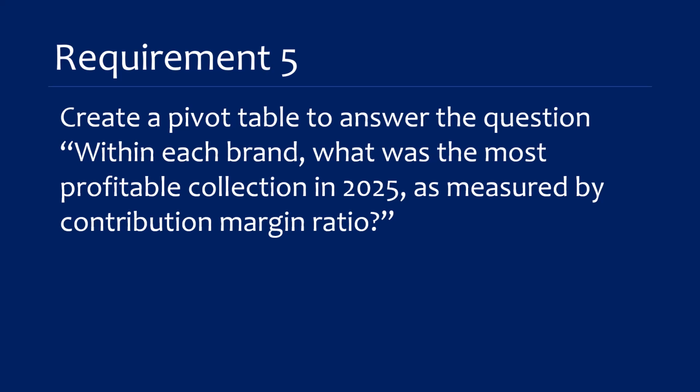Requirement 5 reads, within each brand, what was the most profitable collection in 2025, as measured by contribution margin ratio? We will need to use the field years to filter the data to include just the year of 2025. We will also need to add a calculated field to the pivot table to calculate the contribution margin ratio. And then within each brand, we will sort the collections by contribution margin ratio from largest to smallest.